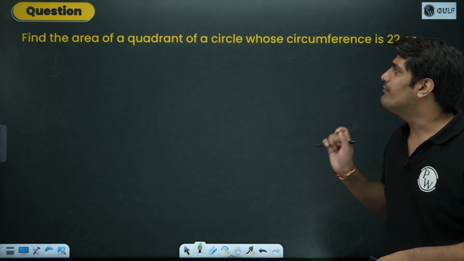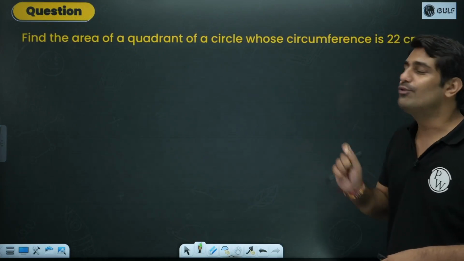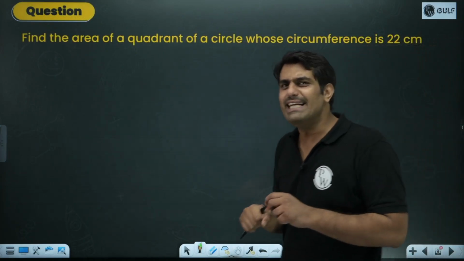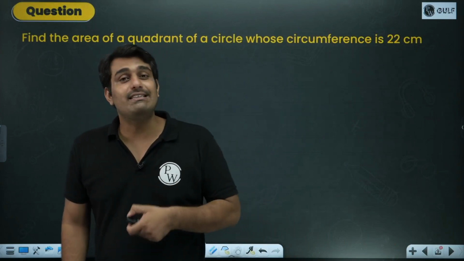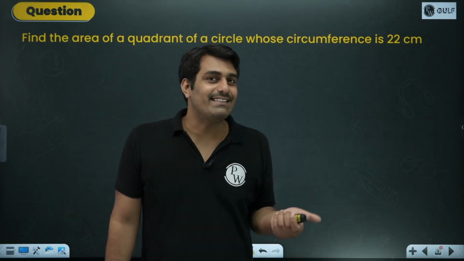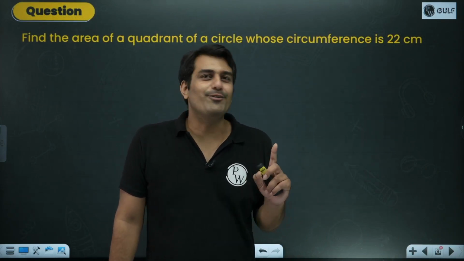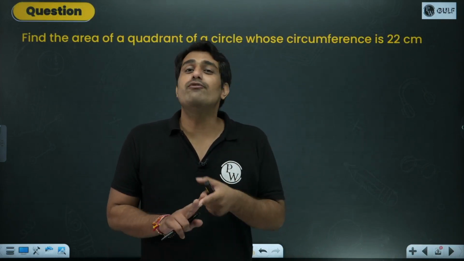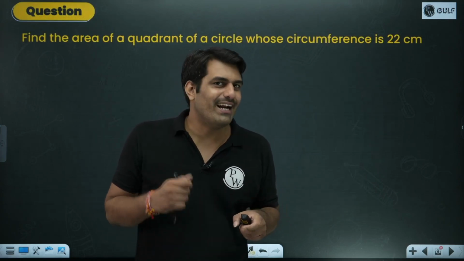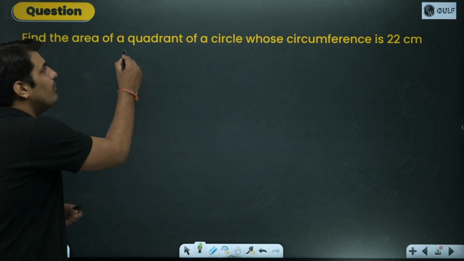Area of the quadrant of a circle whose circumference is 22 centimeter. Now, interestingly, we don't have the radius, and we don't have the central angle, that is theta. Now, these two things are missing. But if you read the question carefully, you will get to know both values. Why? Because two additional pieces of information are given. What additional information? First additional information is quadrant.